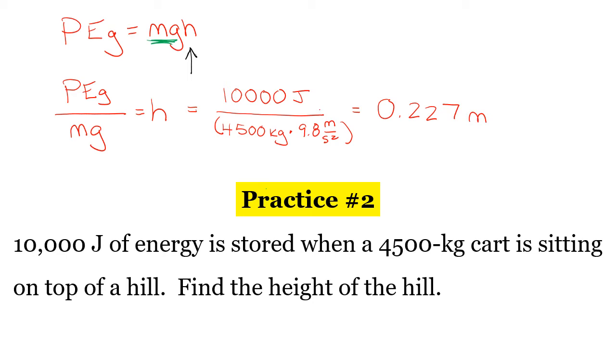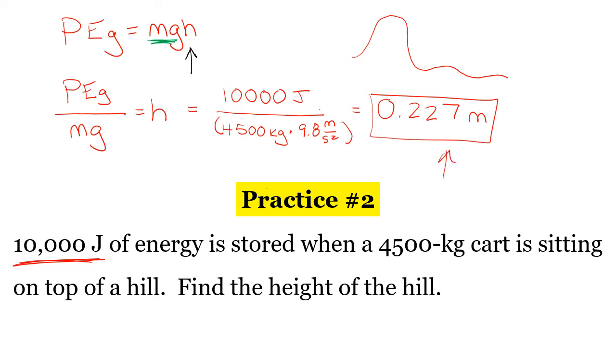So this is a tiny little hill. This could potentially be the start of the roller coaster, where it's kind of sitting just barely above the ground. But as you can see, 10,000 joules is not really a lot of energy that's stored here. So the 0.227 is a very, very small hill compared to most roller coasters. This would probably be maybe at the start of the roller coaster. Most roller coasters have a really big hill, and then there's kind of a dip or something. But obviously, this is a very small hill.